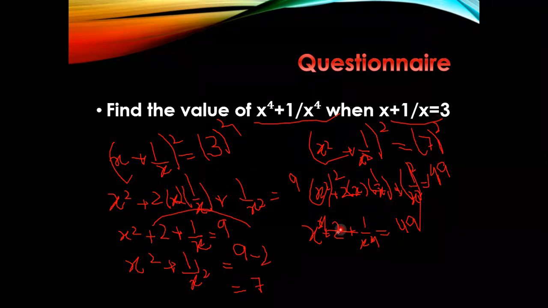Simply, what you will do, you will move this plus 2 towards this side. So what will be left here? x4 plus 1 upon x4 is equals to 49 minus 2, it will become 47. So the answer will be 47 here. Is it clear? Okay, class.